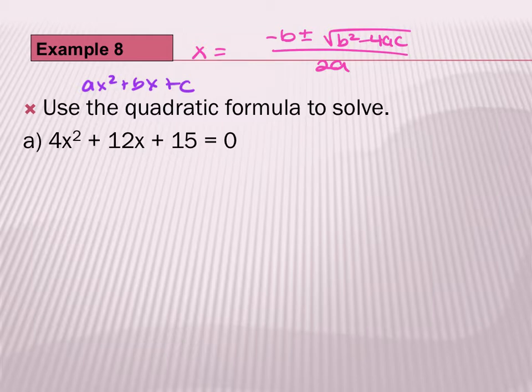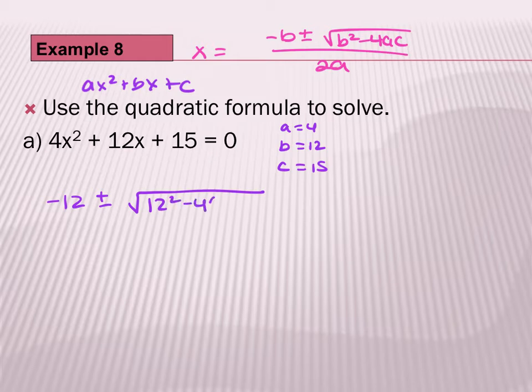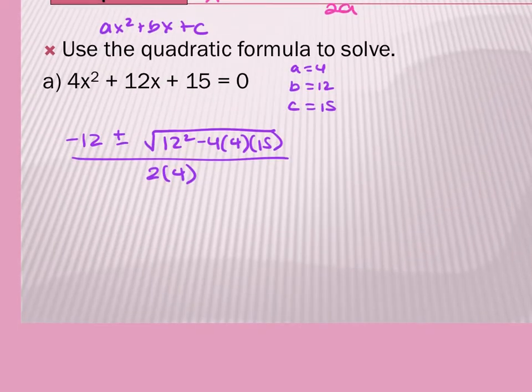This happens when you have something that is not factorable, and i's are not going to be factorable because they're not real numbers, right? So this a is 4, b is 12, c is 15. So I do the opposite of b, negative 12, plus and minus the square root of 12 squared minus 4 times a times c, all over 2 times a. Negative 12 plus and minus the square root of 144. This is 60 times 4, minus 240, over 8.